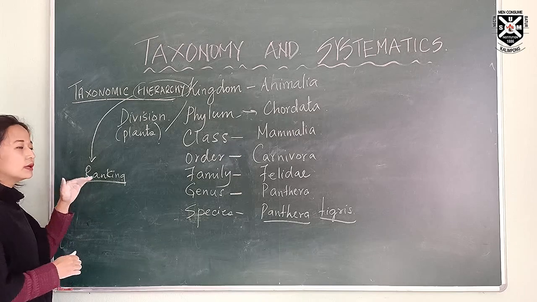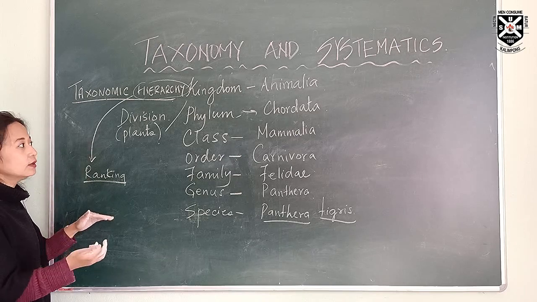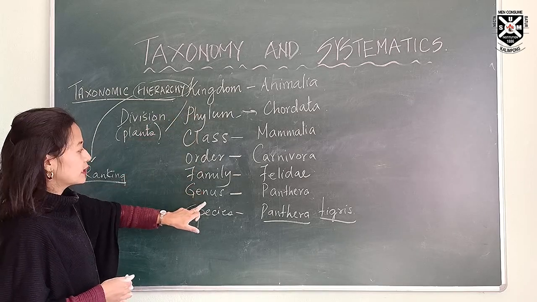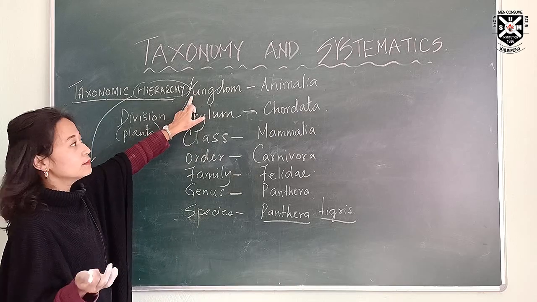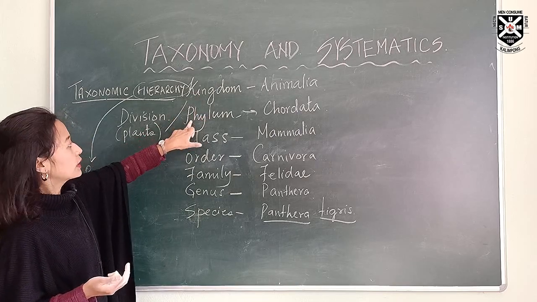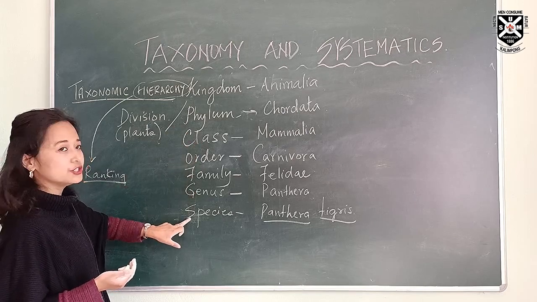Okay, we are placing from the highest level to the lowest level. And what are we ranking? We are ranking these groups. These are known as your taxonomic categories. So we'll name the different groups: kingdom, phylum, class, order, family, genus, and species.